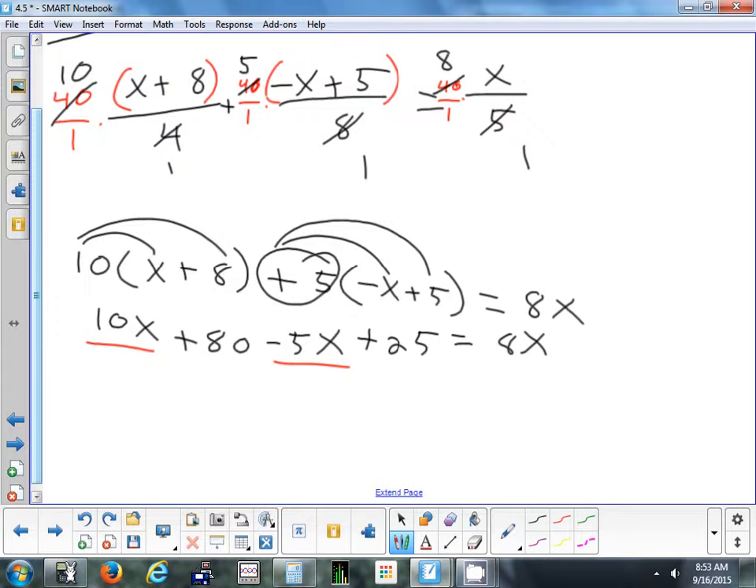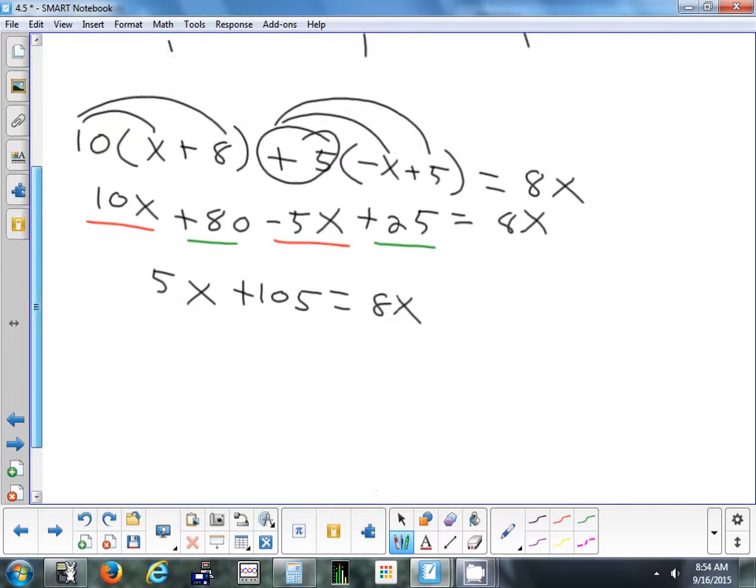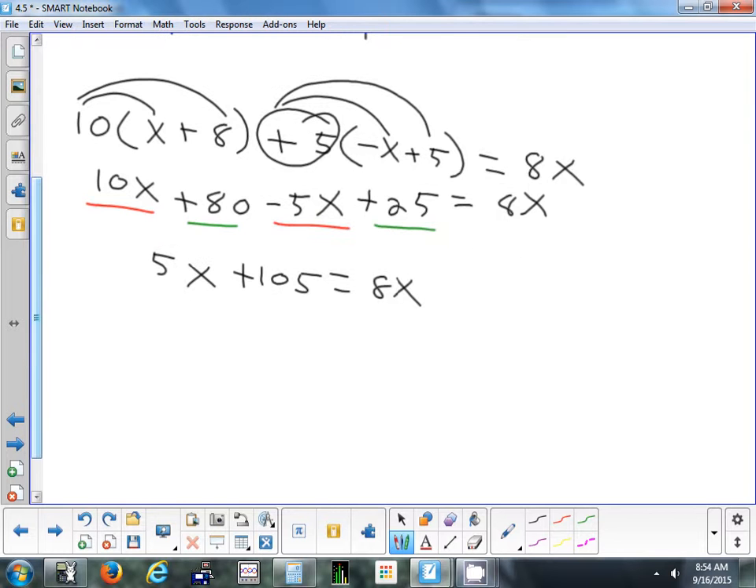Does anybody see 2 other like terms we can combine? Yep. Ariana? 80 and 25. Good. 80 and 25. Okay, I'll help you guys out. I'll combine what's in red for you. 10x, take away 5x. That's 5x. Can somebody else help me with the ones in green? Positive 80 plus 25. 105. Okay, now our equation's not looking too bad. Right? Look what it started out as. It started out as this crazy mess. Now we're down to something that's not too bad.